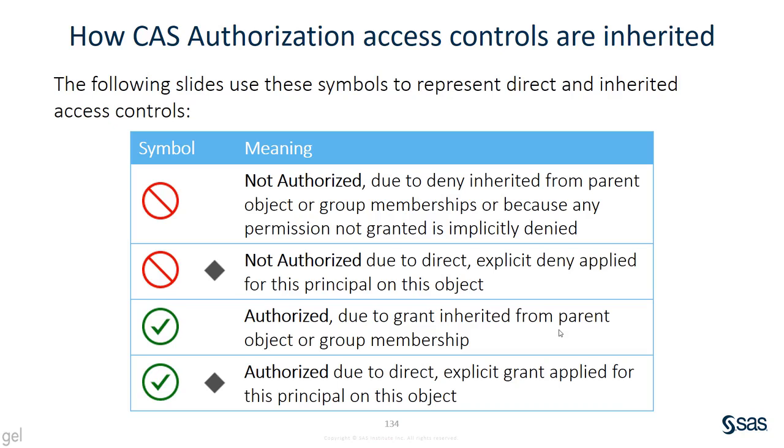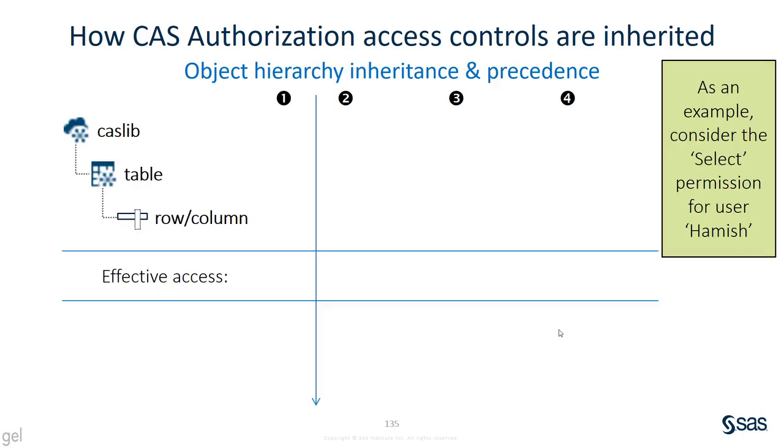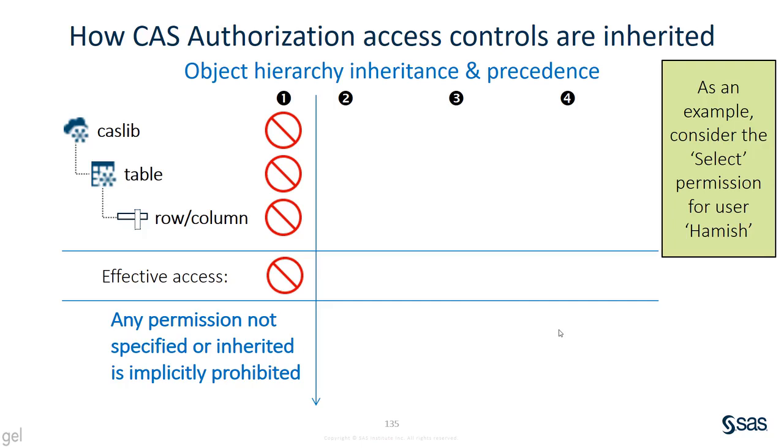So let's look at this for CAS authorization. If you think of the example, we're maybe looking at one permission, say the select permission, for one particular user. In the example, we're saying Hamish. So any permission not specified or inherited is implicitly prohibited. When you create an object, create a CAS lib, then SAS administrators have permission for the CAS lib, and the person who creates it has permission to the CAS lib. No one else has permission initially. You have to grant any other permissions you want right away.